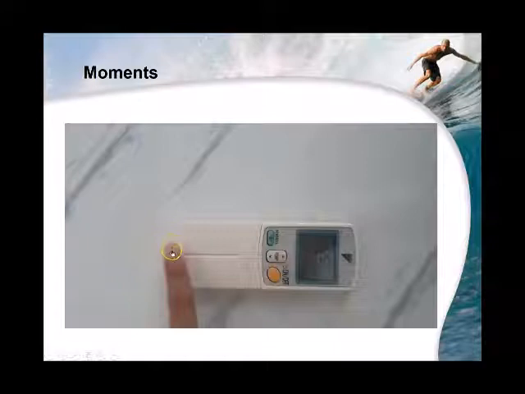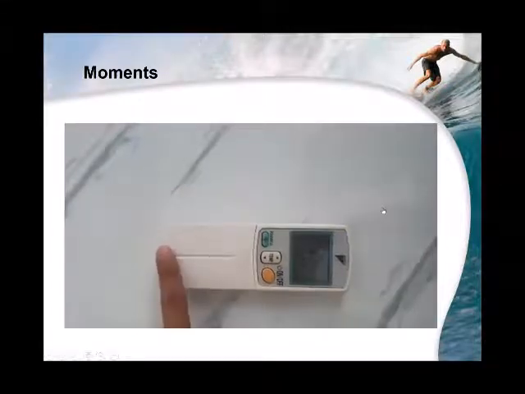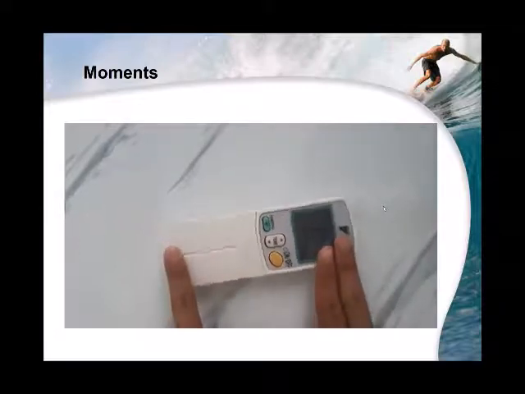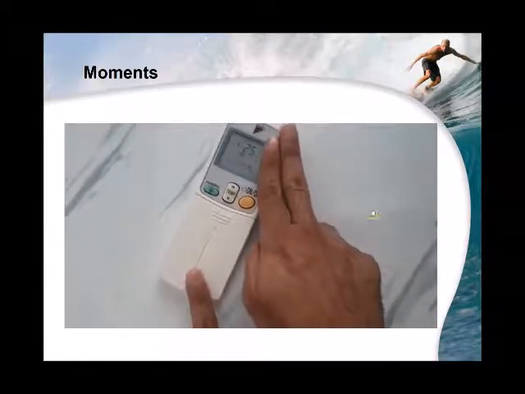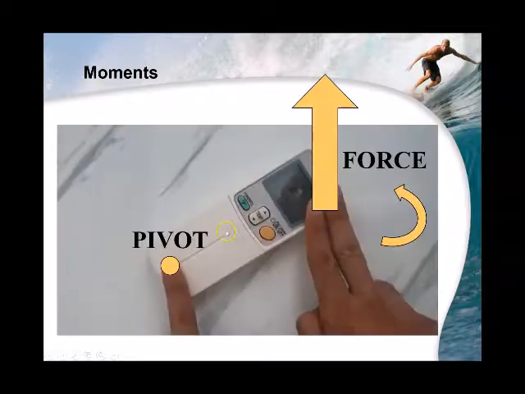But what if I do the same thing, but this time I fix this point over here, this finger? So it will look something like that. If I push it, you realize that this fixed point is known as my pivot. And if I apply a force about the pivot, I will get a turning effect. My remote control will actually be turning. So I will get a turning effect.